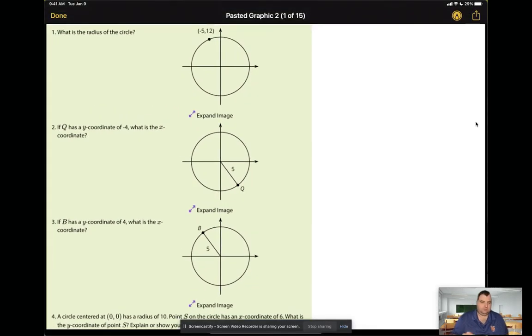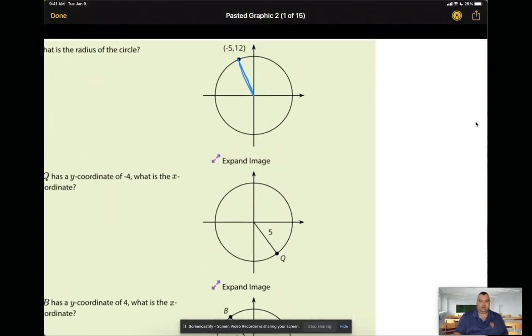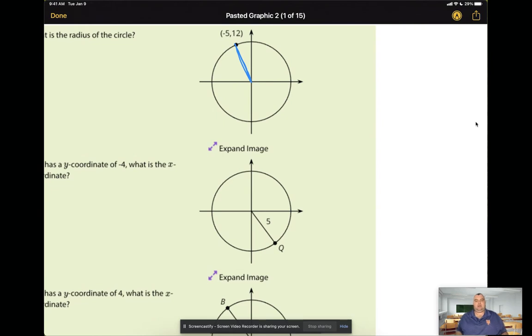So, number 1, what is the radius of this circle? So here we have a point that is on the circle. Okay. We have a point that is on the circle that has the coordinates -5, 12. And the way we're going to figure out the radius is we're actually going to drop down from this point and we're going to create a right triangle.